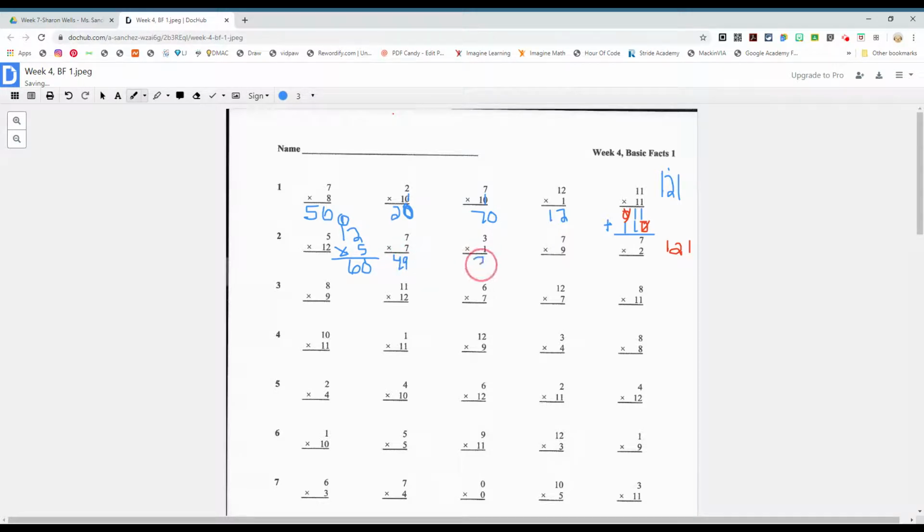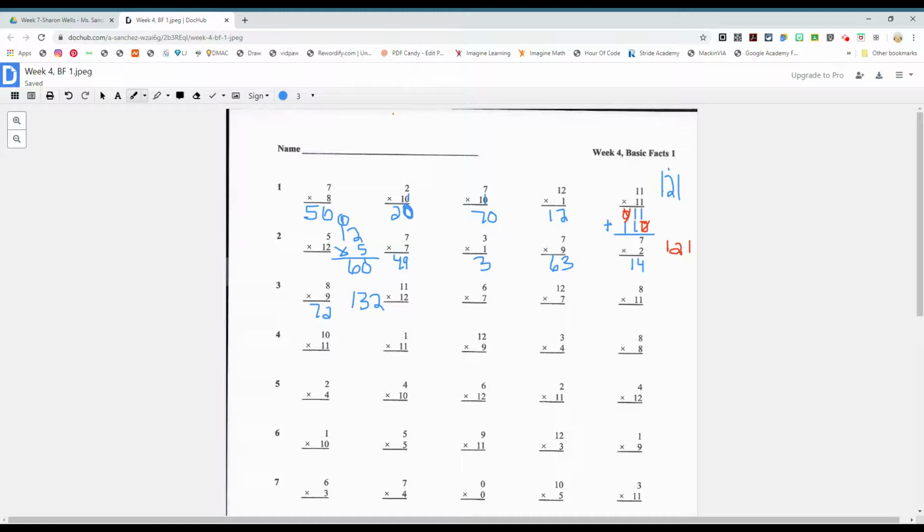3 times 1, 3. 7 times 9, 63. 7 times 2, 14. 8 times 9, 72. 11 times 12, boys and girls, is 132, but I'm going to show you the strategies.